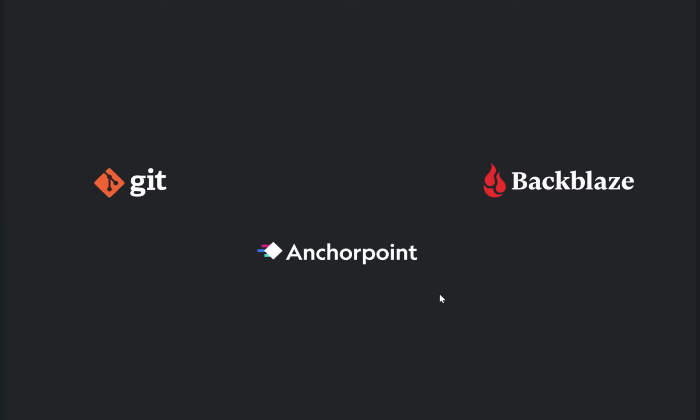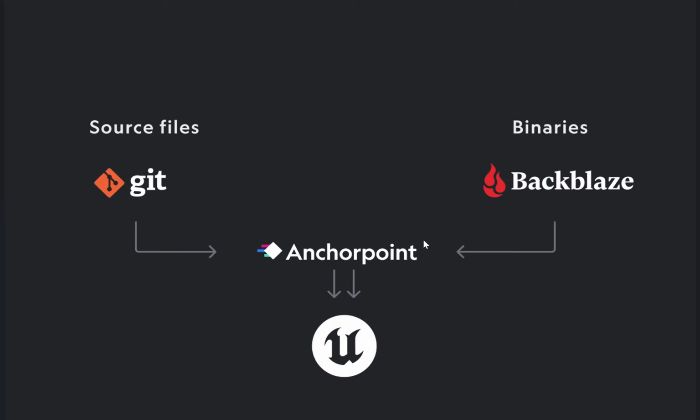Then we will use Anchorpoint as our main Git client and as the one which will also sync the binaries and bring them all together. So Anchorpoint will take the source files from Git because it can pull and push files from Git. And then we will take the binaries from Backblaze and then launch Unreal Engine.